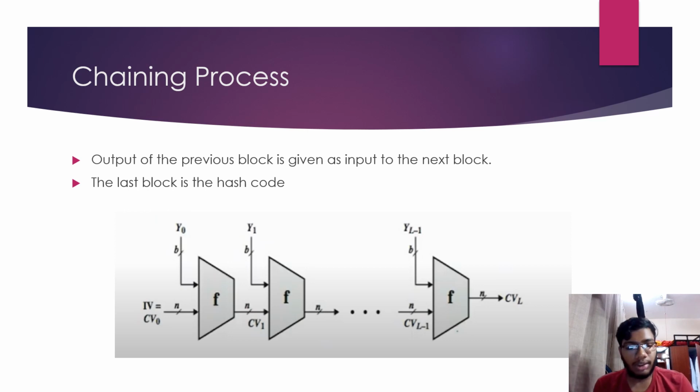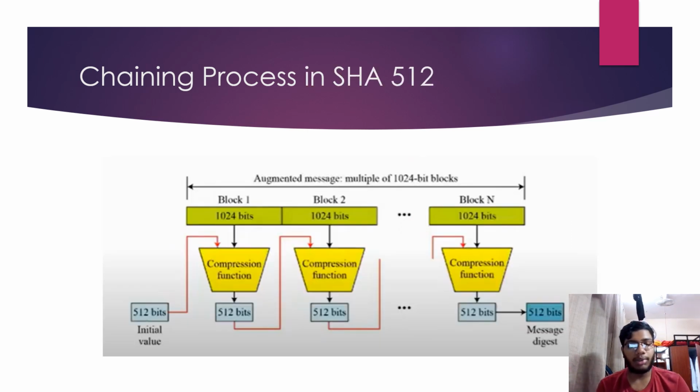SHA, or any hashing algorithm, works based on the chaining process. In the chaining process, the output of the previous block is given as input to the next block, and in the last block we get the hash code. Usually the first block will not have any content, so we fill it with an initialization vector. We will see how we are going to fill the initialization vector. So this is the chaining process in SHA. We take the initial value, we process the first block, and we get the intermediate result.